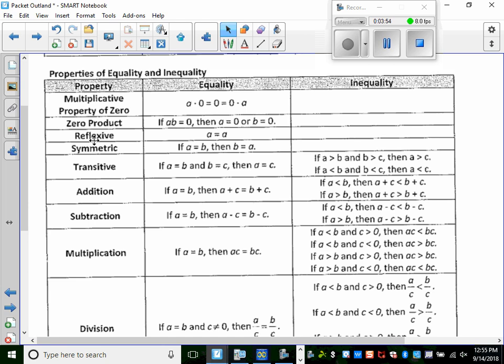Now, the ones that we want to really concentrate on are the ones starting from reflexive all the way down. And this is where I'm going to give you some additional examples to write in your spiral notebooks. Starting with reflexive. This is basically saying A equals A, which is true. B equals B, 2 equals 2.